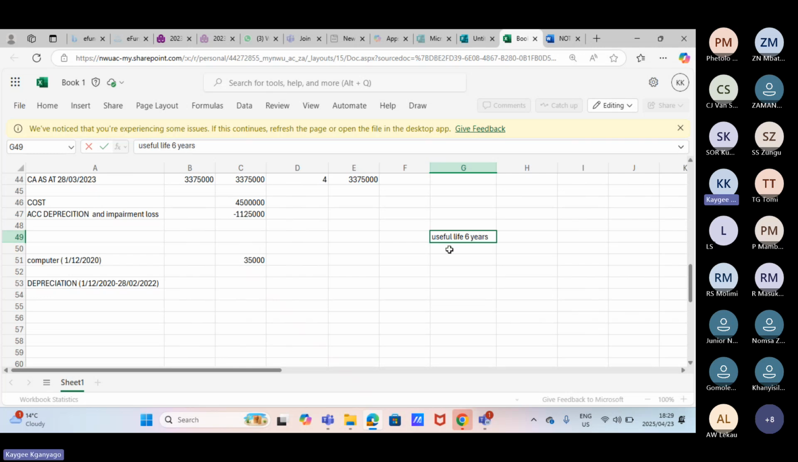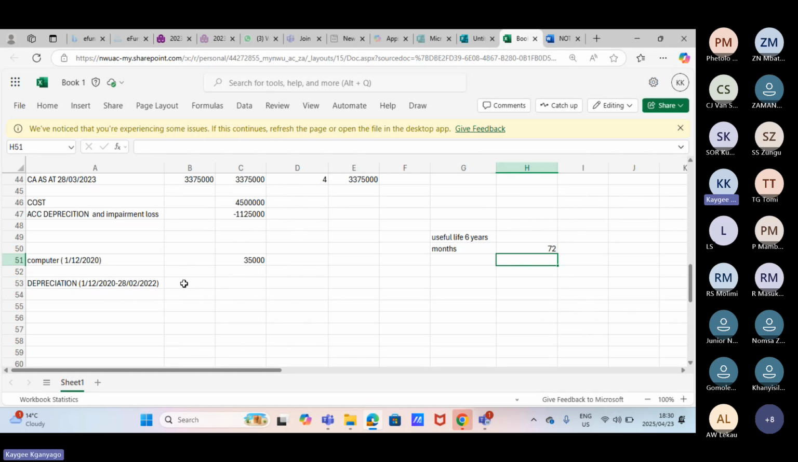And then in terms of months, I will take 12. 72 months in total.